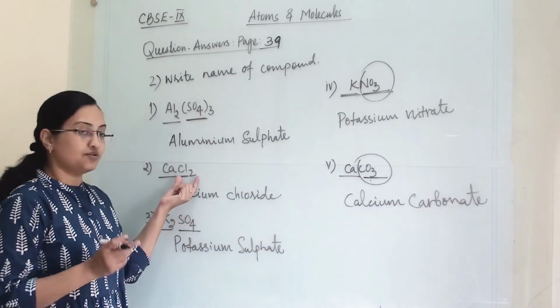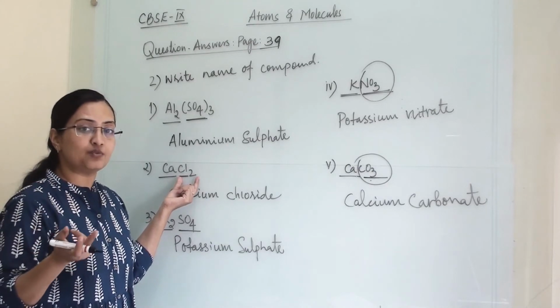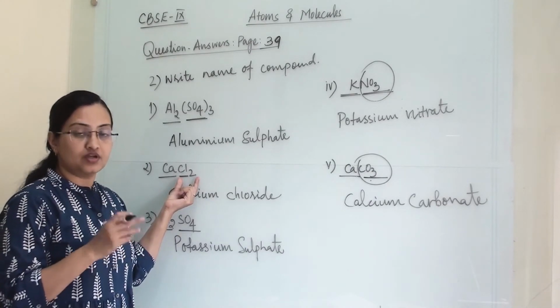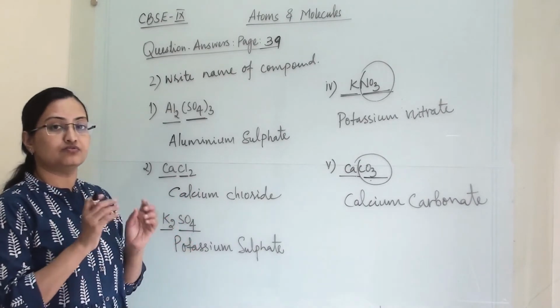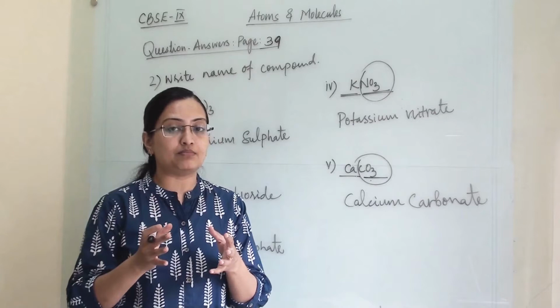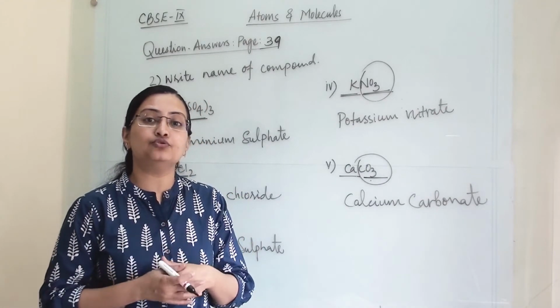It is very easy once you prepare the names of the polyatomic ions and the ions whose names are different when they are in a compound. It is chlorine, but when it is in a compound we say chloride. So you need to remember these small things, and it will be very easy for you to answer such types of questions.